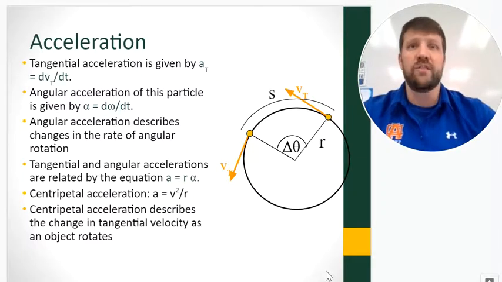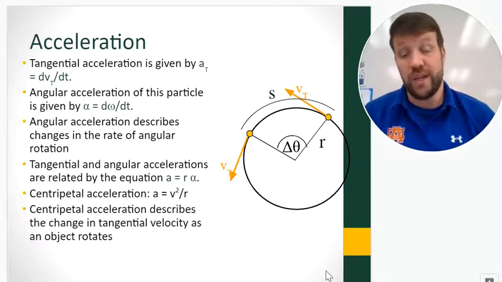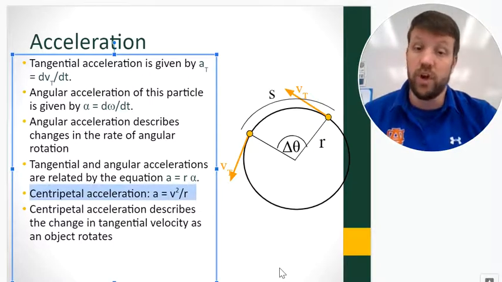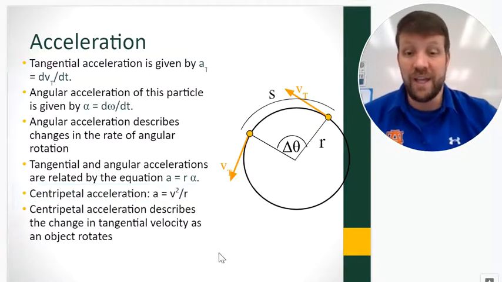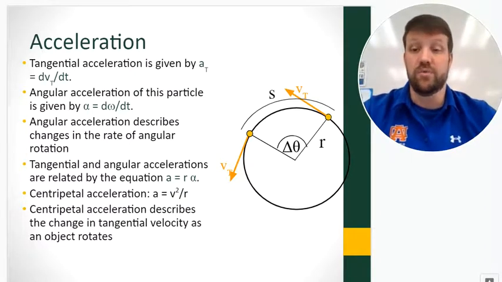Now, there is something else known as centripetal acceleration. And centripetal acceleration is a measure of the actual change in direction as opposed to a change in velocity. And you see it right here defined as v squared over r. We're going to get into that a little more on the next slide, but it describes the changes in tangential velocity as an object rotates. All right, so this vt, the changes there.